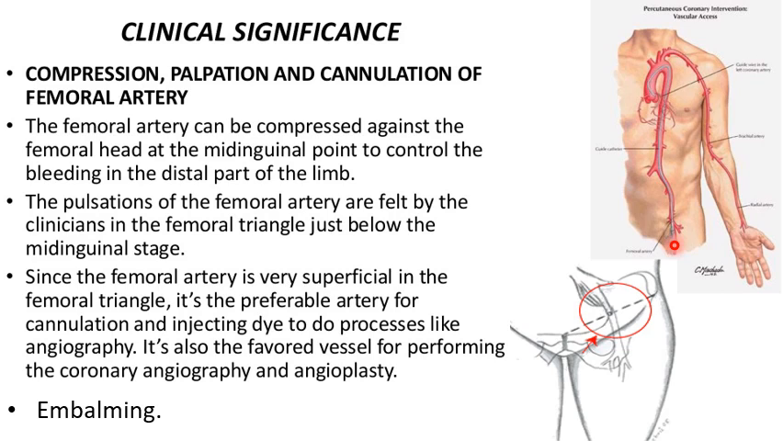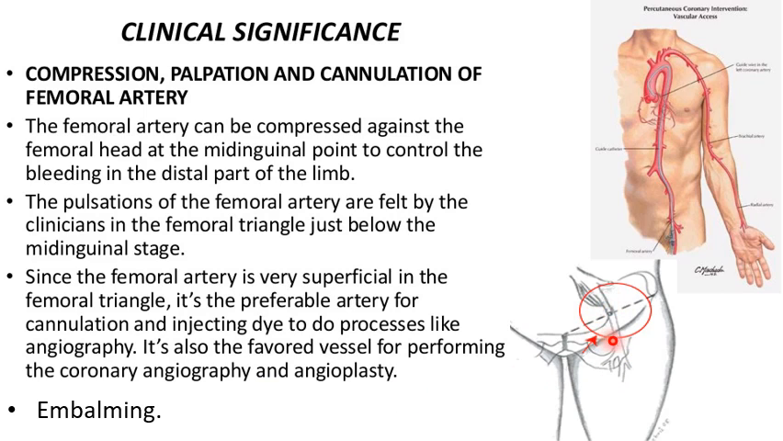So the cannula is inserted through the femoral artery via the external iliac, the common iliac, and then into the abdominal aorta, the thoracic aorta, the arch of aorta, and then into the heart. From there it can even be sent through the coronary arteries for coronary angiography and angioplasty.